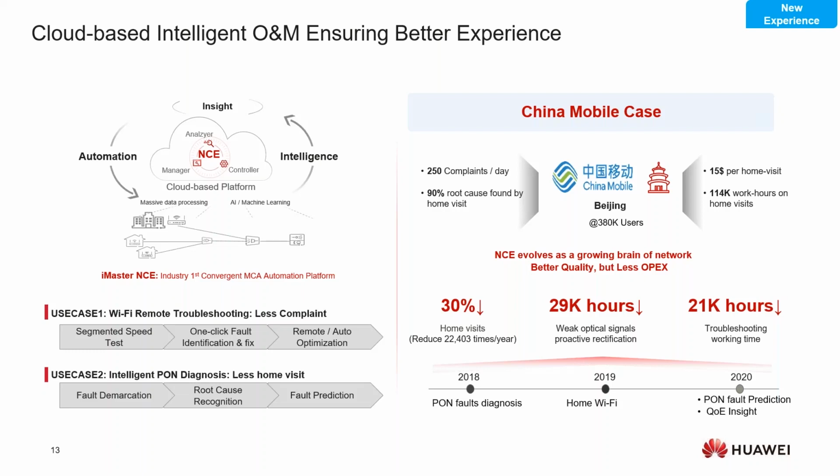Just one case: we work with China Mobile in Beijing, and in the past they had a huge number of complaints on their network, including the passive ODN network and also the home network. We worked with them to use their fault and complaints data to train our system. As time goes on, they have become more and more efficient, and diagnostic and operation work has improved. 30% of the home visits and multiple work, a huge working load on the passive network operation, is saved.